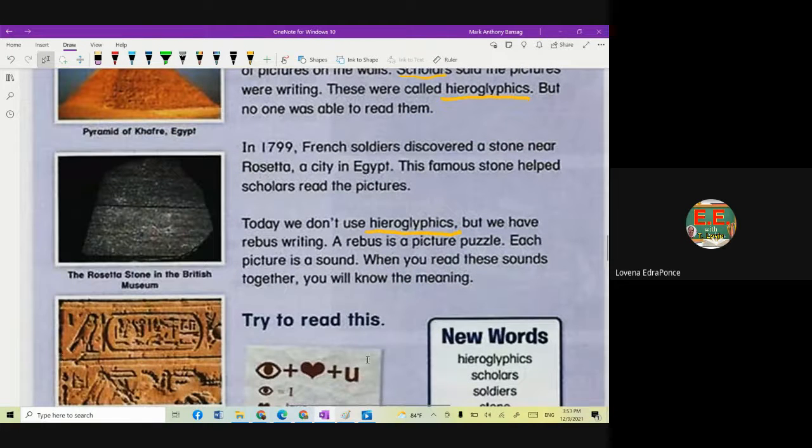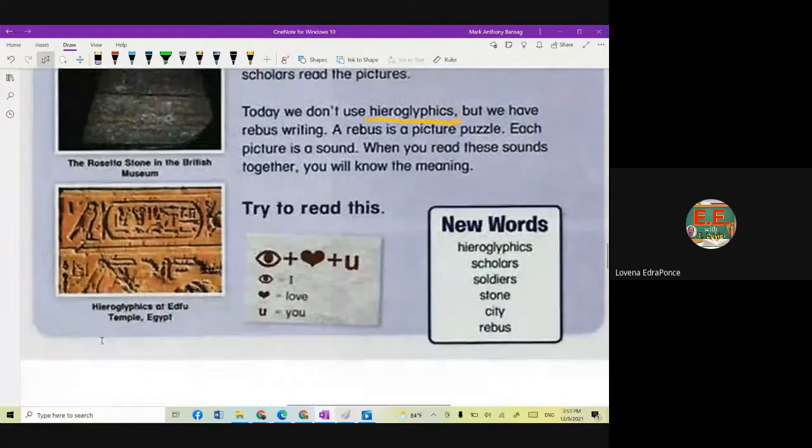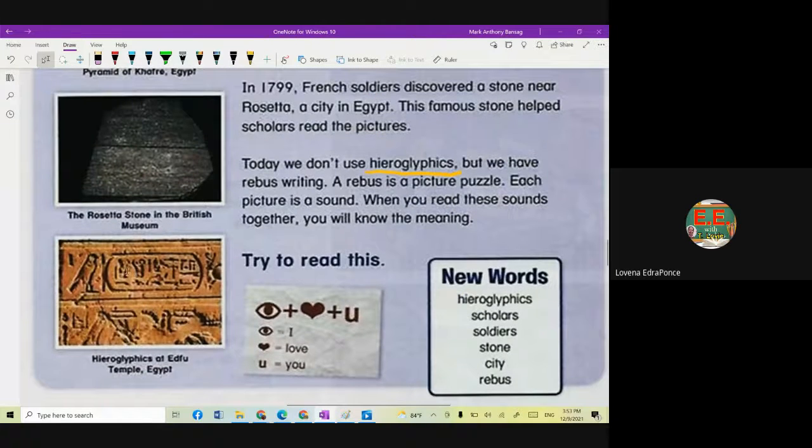All right. So this is all about the writings. Before, the old writings were pictures, like this, and we call that hieroglyphics. But now we are using rebus writing. For example, this one, I, and this one we can say is about love, and then you. So I love you.